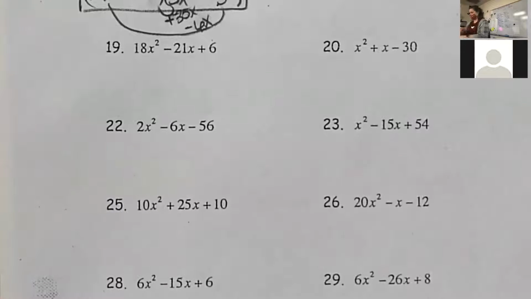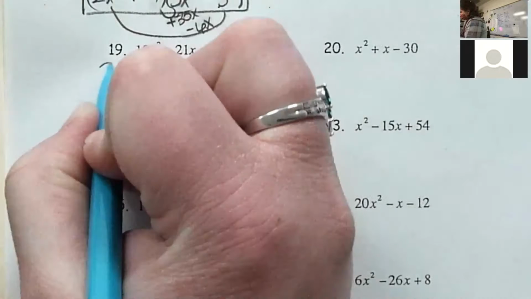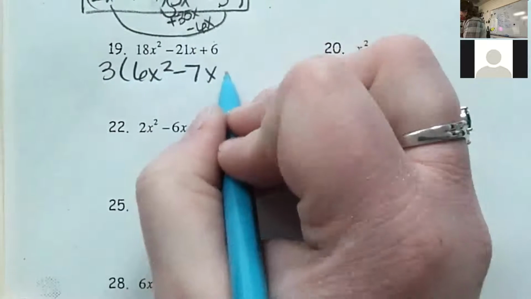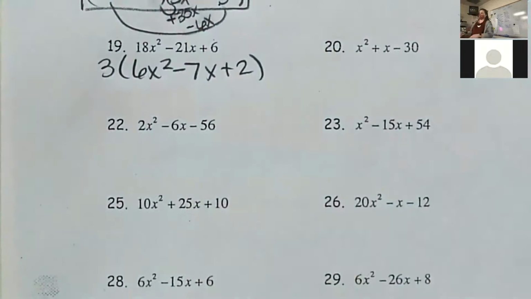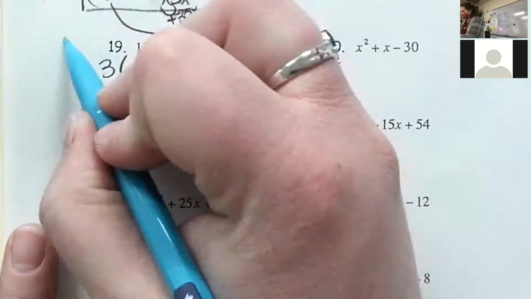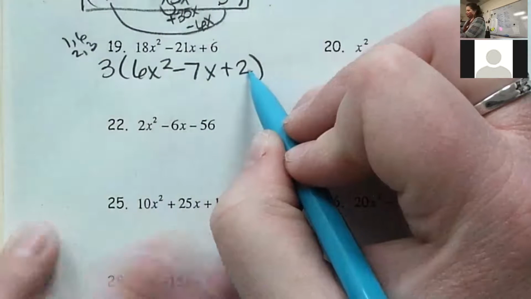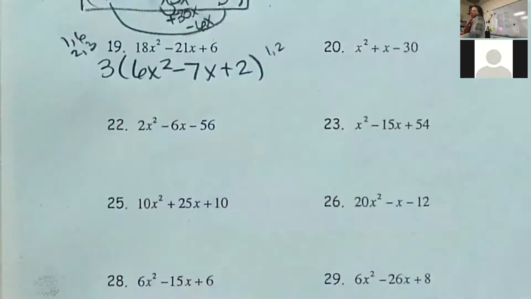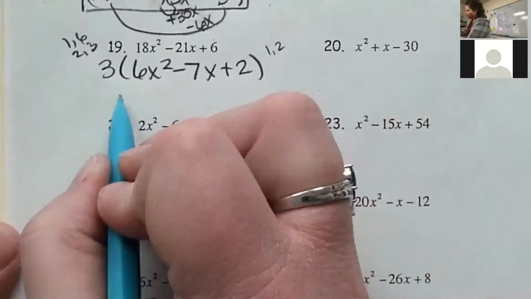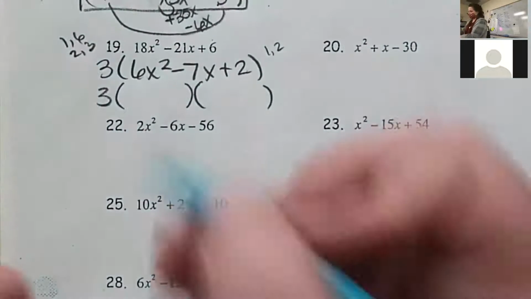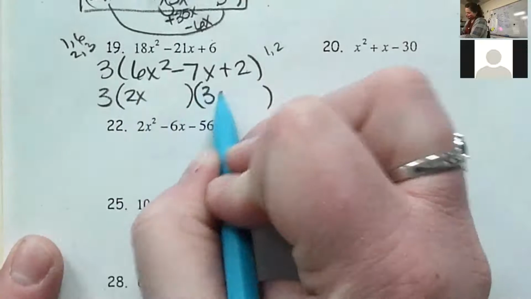19. Is there anything I can take out on 19? A 3? Yeah, let's do that. Let's make our life easier. Take out a 3. I'm left with 6x squared minus 7x plus 2. So now I just have factors of 6 and factors of 2, which is way easier than what I was doing before. So 6, I either have 1 and 6 or 2 and 3, right? And then 2, I have just 1 and 2. That's good. What should you start with first? The closest. Yep, the 2 and the 3. So 2x and 3x.